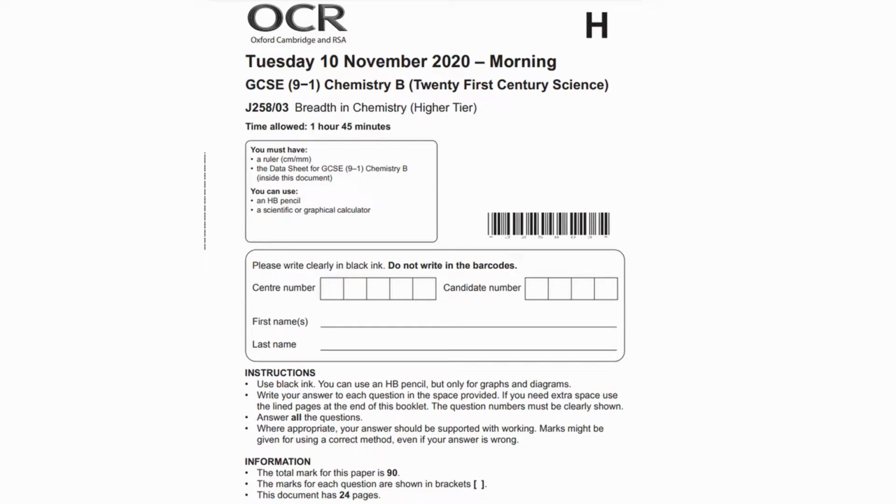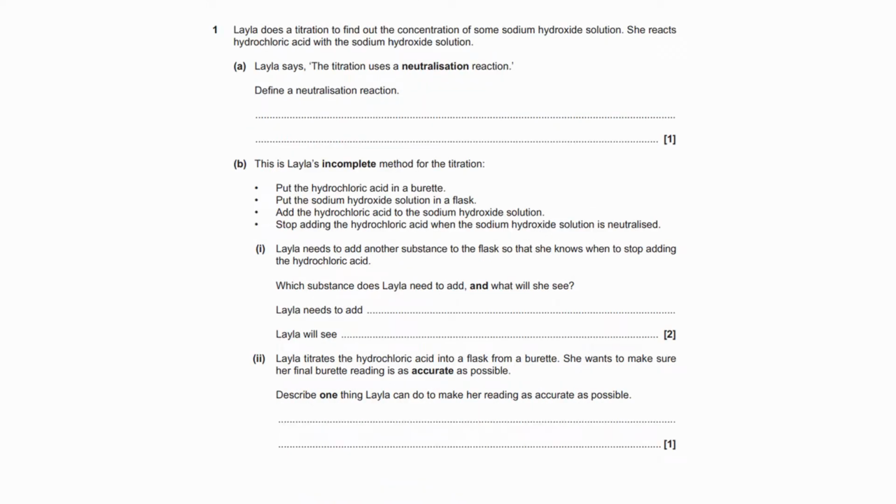This is the OCR 21st Century GCSE Chemistry paper, November 2020, and it's the Hayate paper. We're going to go through question 1. Layla does a titration to find out the concentration of some sodium hydroxide solution. She reacts hydrochloric acid with the sodium hydroxide solution. Layla says the titration uses a neutralisation reaction.